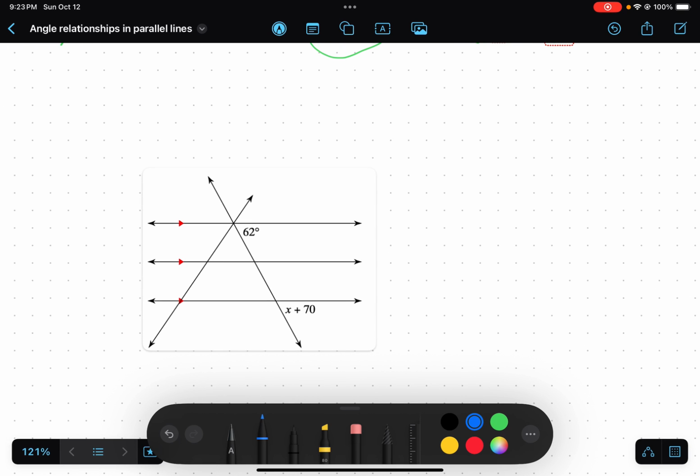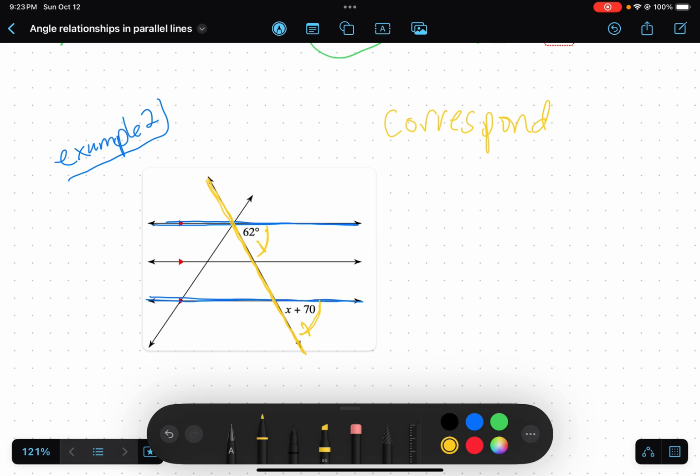Okay, this will be example 2. Again, there are a lot of lines going on here, so I'm just going to highlight the ones that really matter for me to solve this problem. It's these two, and then this transversal right here. By looking at that, I can see that these angles match up to each other. These are corresponding angles, and corresponding angles are congruent as well.